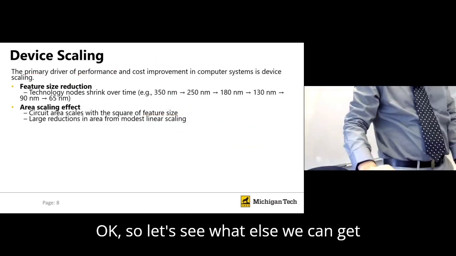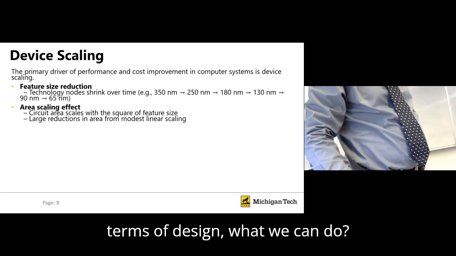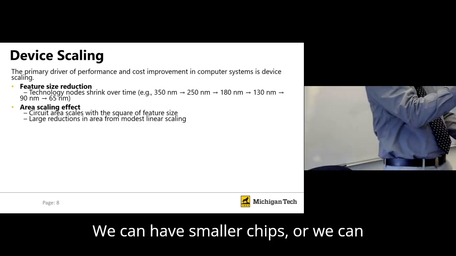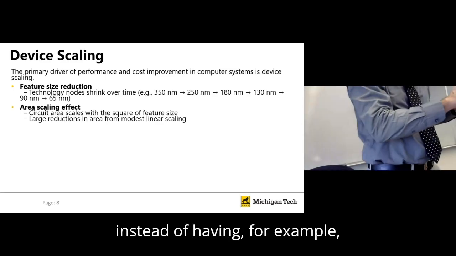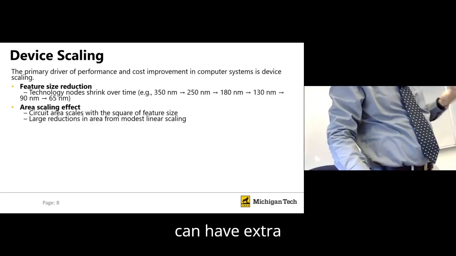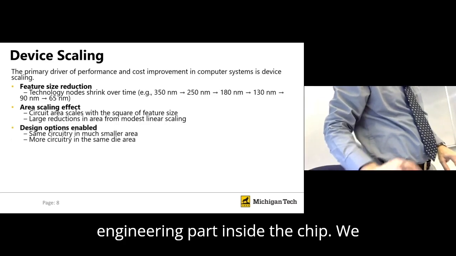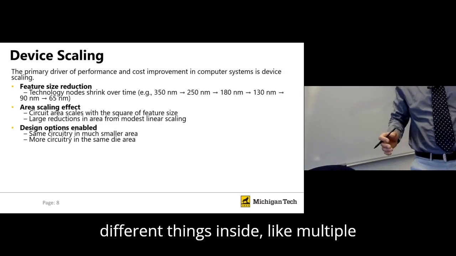Okay, so let's see what else we can get from there. In terms of design, what we can do, we can have smaller circuits, we can have smaller chips, or we can have still the same size chips, but instead of having, for example, one core, we can have multiple cores. We can have extra engineering parts inside the chip. We can have more circuitry in the same area. We can have different things inside, like multiple chips in one.